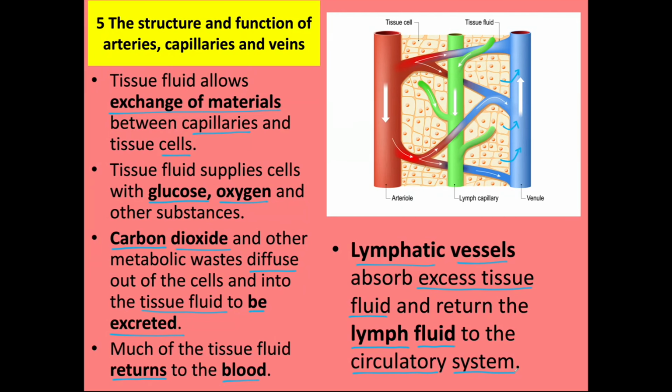There are a lot of points in the body where the lymphatic system and the circulatory system come close together, and that lymph fluid can then be returned to the blood at that point. Again, you need to know about those lymphatic vessels. That question comes up a lot. So what they do is absorb the excess tissue fluid and return that lymph fluid, as it becomes, to the circulatory system. You need to know that last wee bit.